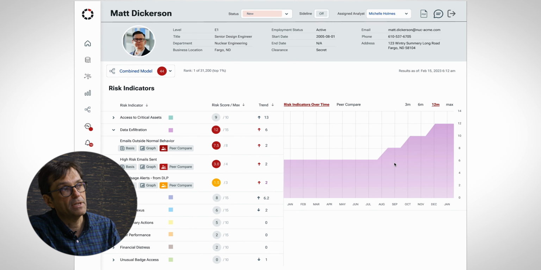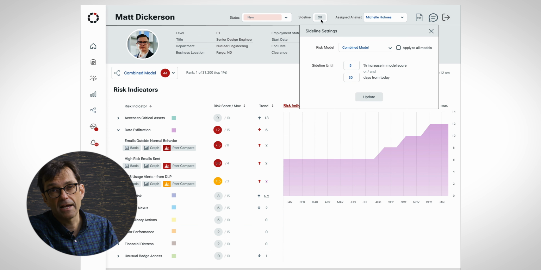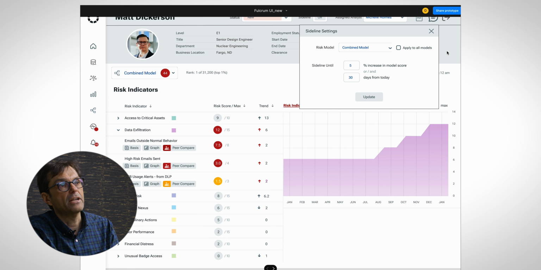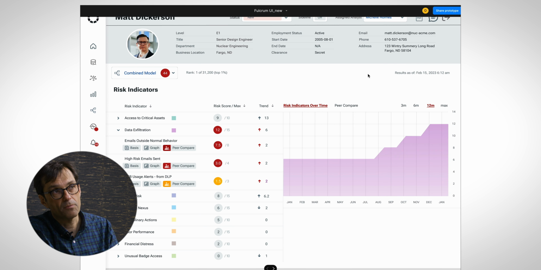Once their analysis is complete, up here at the top, they can go and select what their review concluded. If it was that this person's been reviewed, but there's no concerns, you can baseline or sideline their behavior until the risk score increases by some amount, or they want to take another look at them say next 30 or 60 days. You can also take notes, keep track of what you've seen over time. You can even attach screenshots or other data as part of their inquiry or analysis.